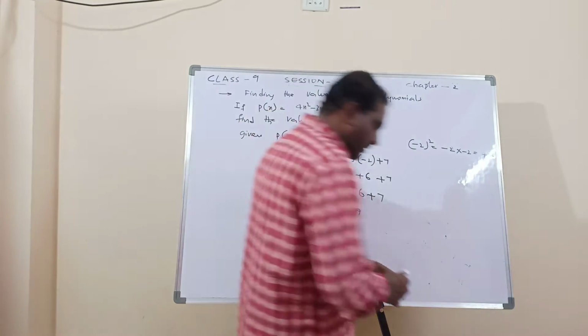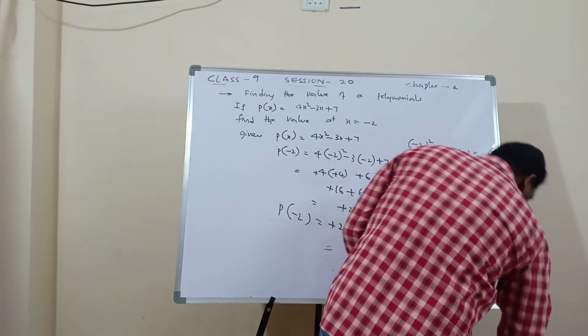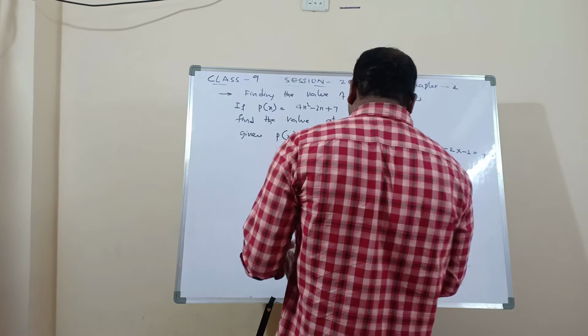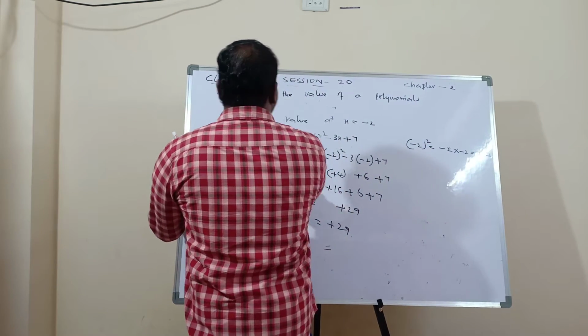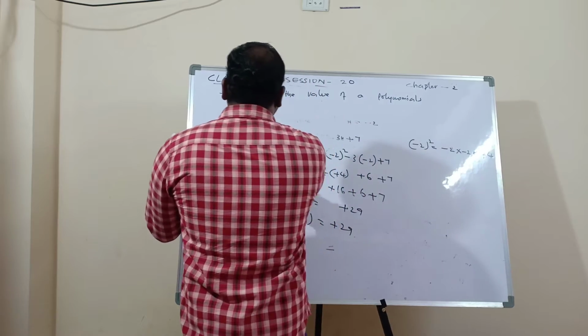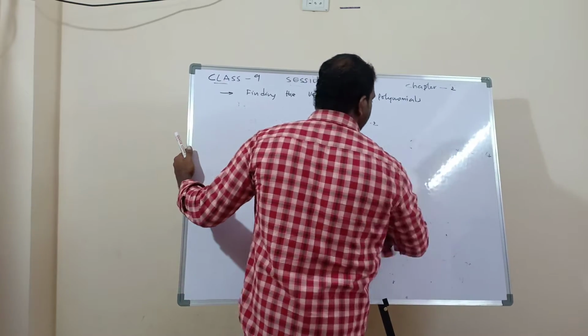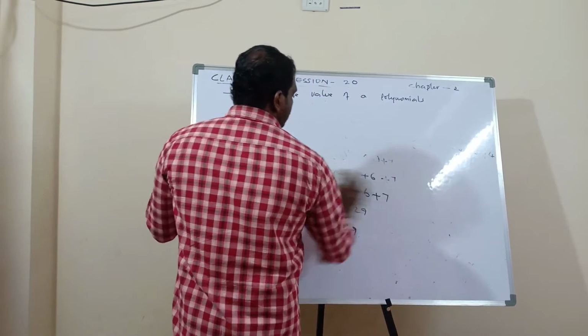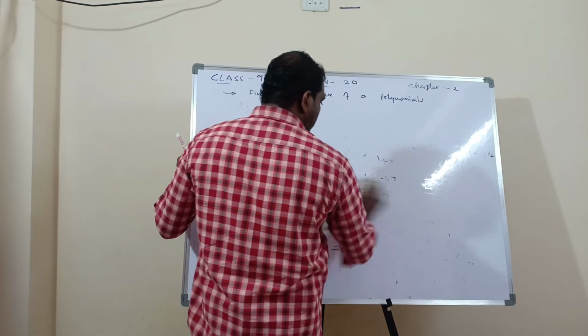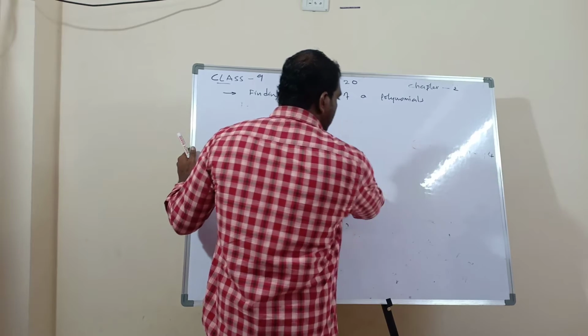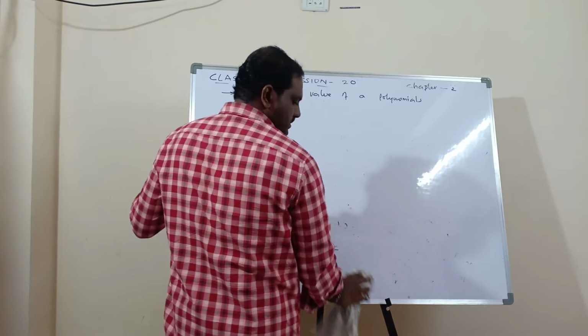Okay. I'll go for one more sum in your exercise in the textbook. Find the values of the given polynomial. He will give some polynomials and the values are also given. We have to find those values.